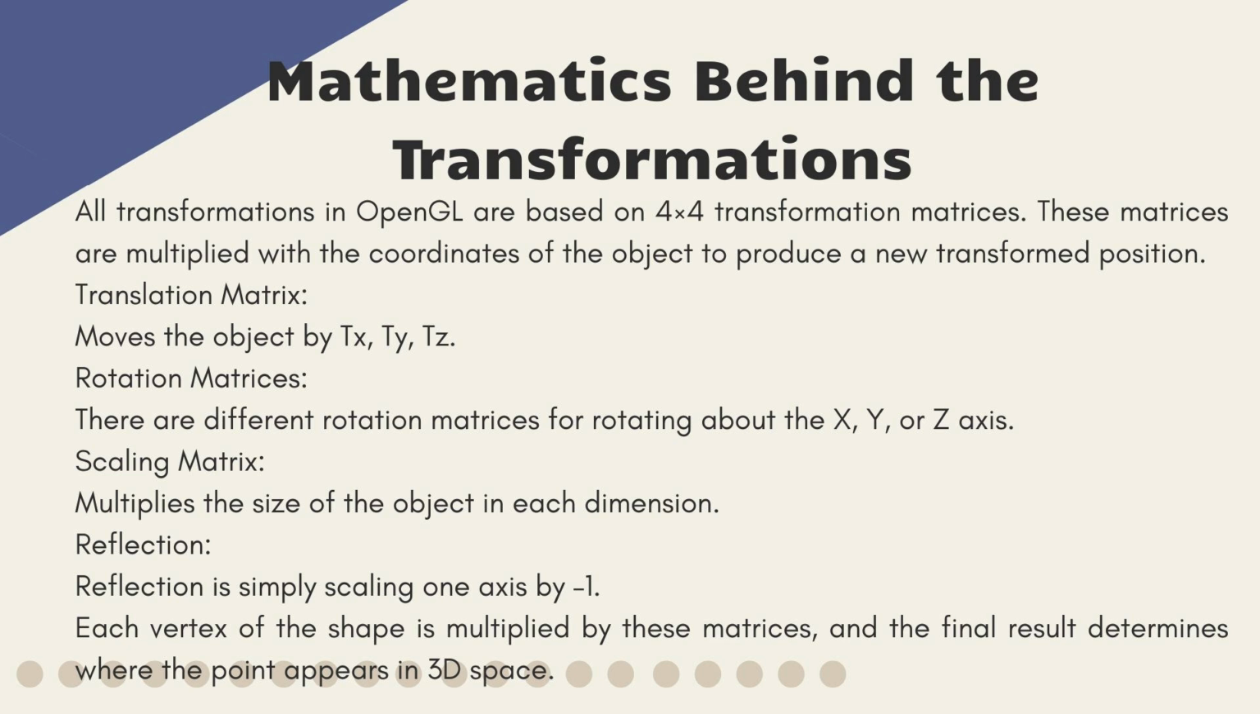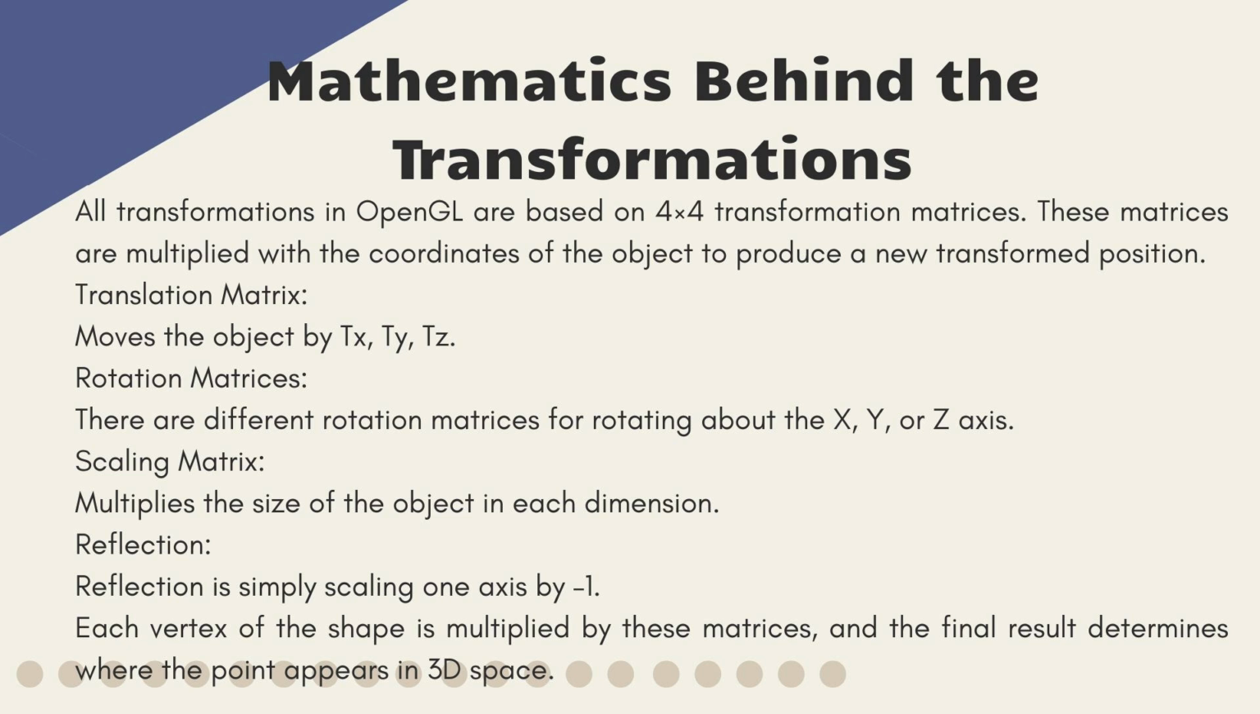Mathematics behind the transformations. All transformations in OpenGL are based on 4x4 transformation matrices. These matrices are multiplied with the coordinates of the object to produce a new transformed position. The translation matrix moves the object by TX, TY, TZ. There are different rotation matrices for rotating about the X, Y, or Z axis. The scaling matrix multiplies the size of the object in each dimension.